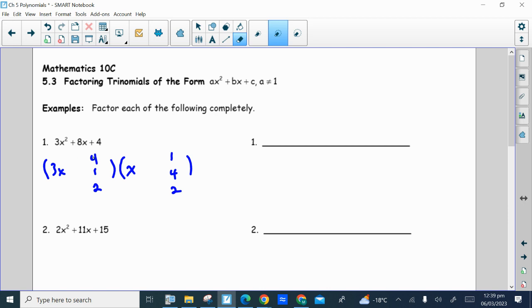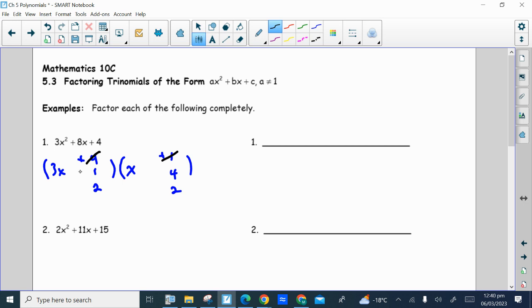So let's look at a positive 4 and a positive 1. Let's see what happens when we multiply the outer and inner products. The outer products would be a 3x times the 1, which is 3x. The inner products would be 4 times x, which is 4x. 3x and 4x add together to give us 7x, not 8x. So we can cross those ones off. They don't work.